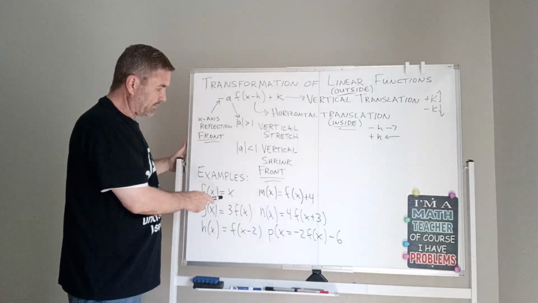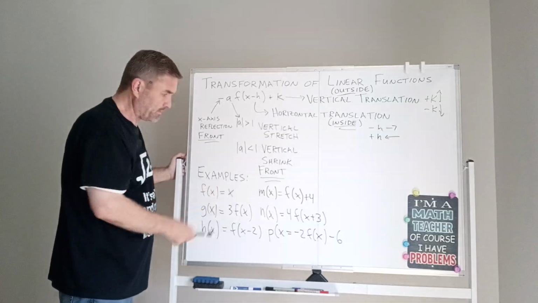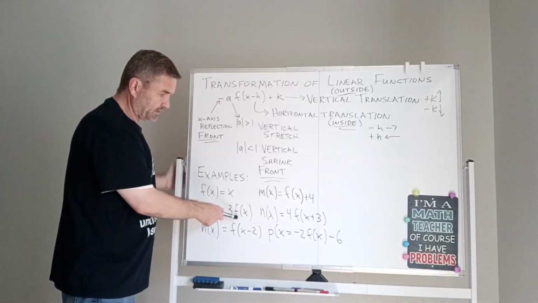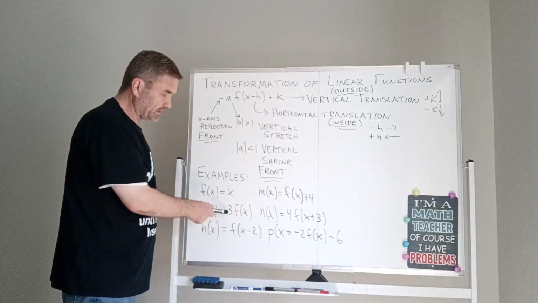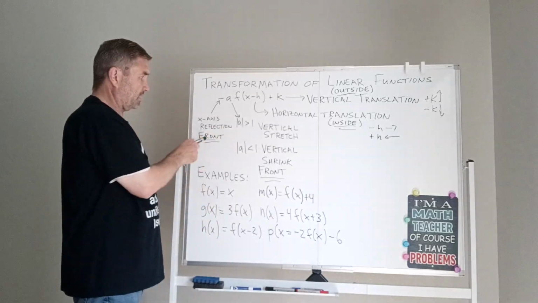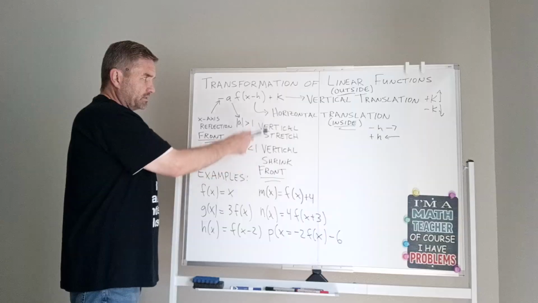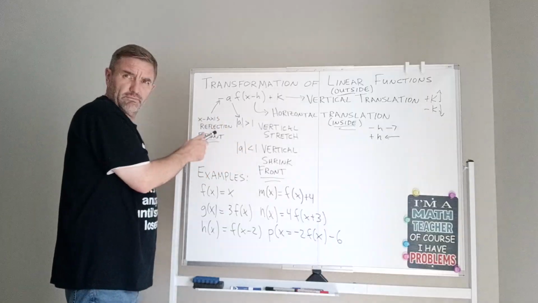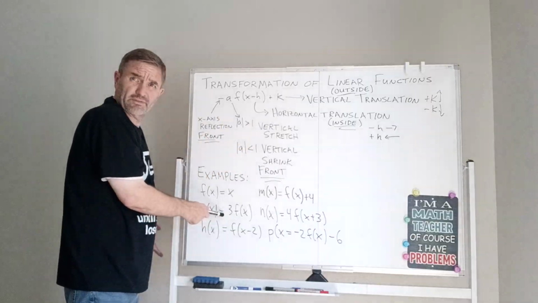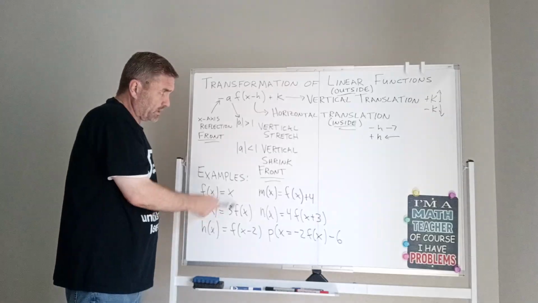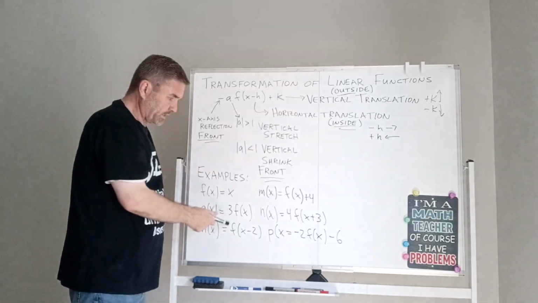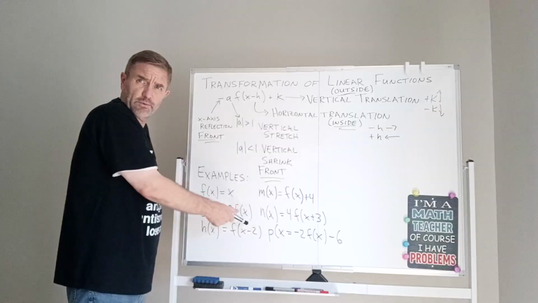But here are some examples. So if f of x equals x is my baseline, my first example, g of x equals 3 f of x. So I look, where is this? The 3 is in front. If it's in front, it's a stretch or shrink or maybe an x-axis reflection. Well, 3 is positive, so no reflection. 3 is greater than 1, so it's a vertical stretch by 3. That's what I would put.